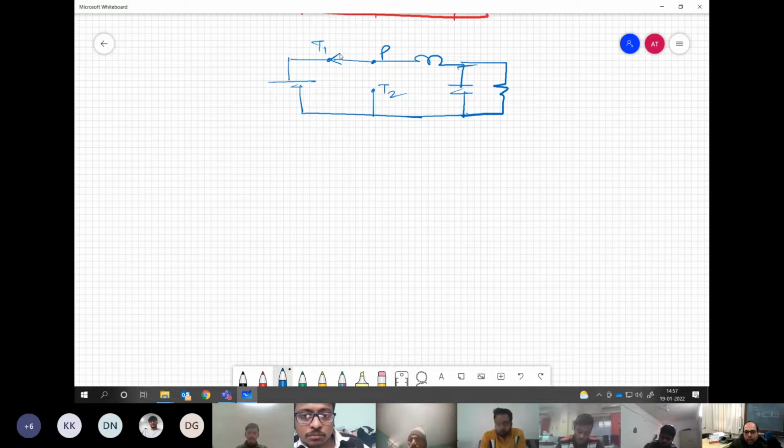Now, if I ask you in which direction the current is flowing through the PT1 switch, in this direction, right? And how about the blocking voltage of PT2? Obviously supply. P is connected to this VG and T2 is connected to ground, so polarity is like this. This is, we say, the on state, right?